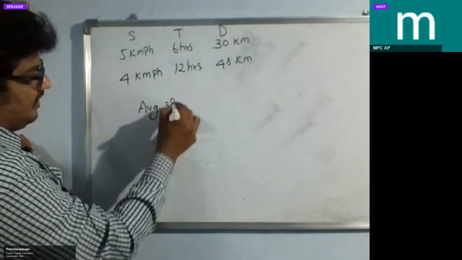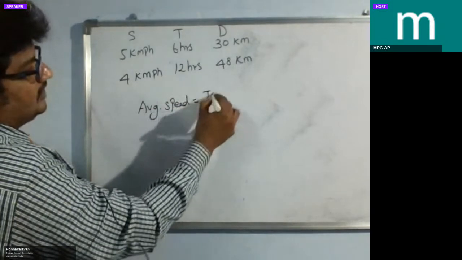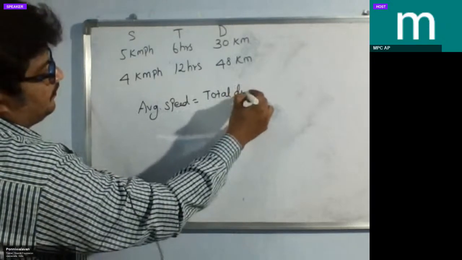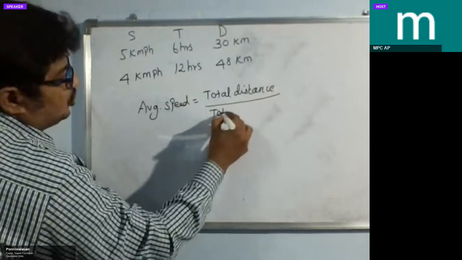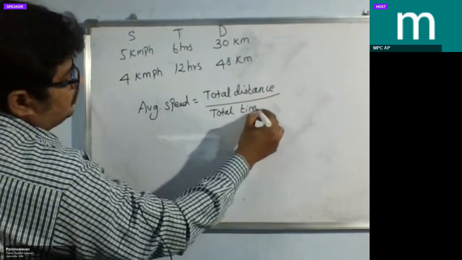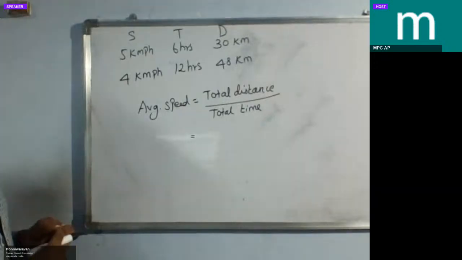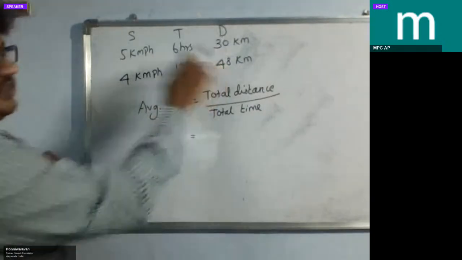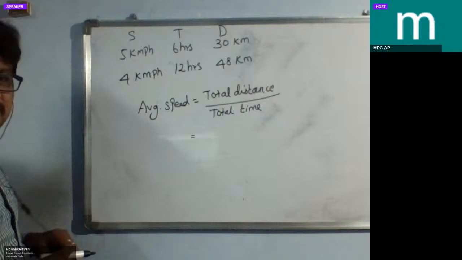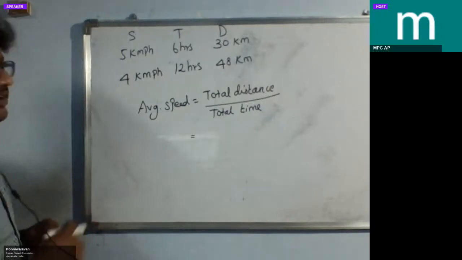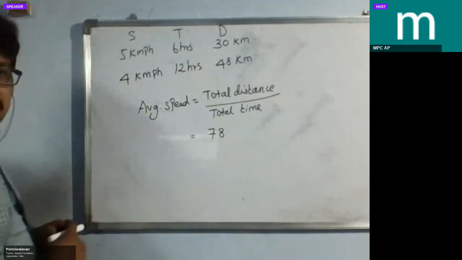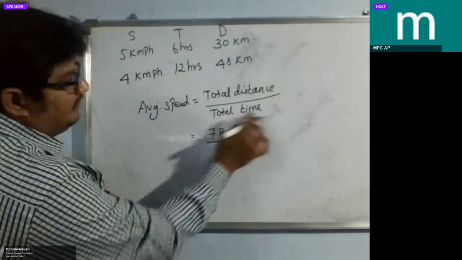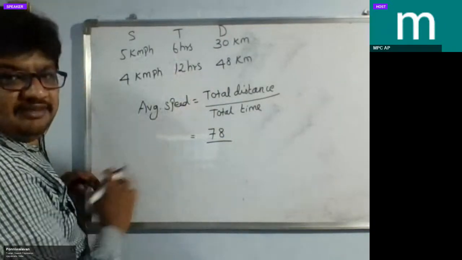Average speed is nothing but total distance divided by total time. What is the total distance traveled? 78. Okay. What is the total time traveled? 18. Okay.